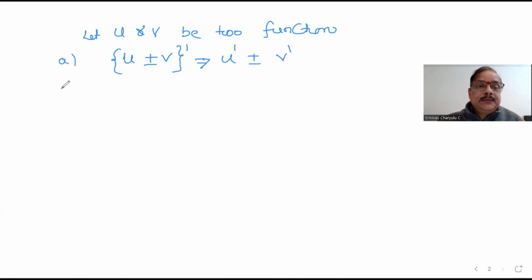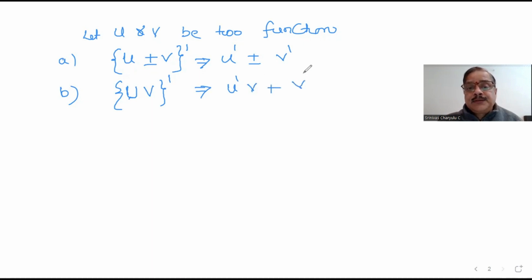Suppose I am having another one called the product of these two functions. Then again, the differentiation of this product can be written as the differentiation of the first function, that is u dash, into the second function, plus differentiation of the second function into the first function, v dash u. This is u.